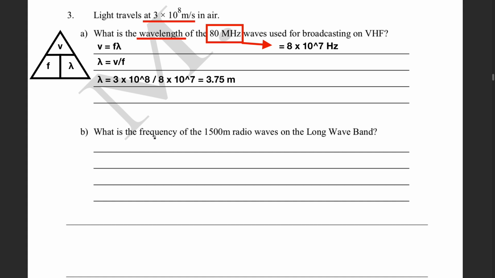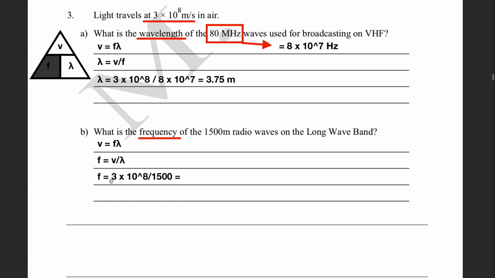What is the frequency of the 1500 meter radio waves in the long wave band? As usual, we have to start from the equation, V equals F lambda. This time we've been asked to find the frequency. So we have to get F subject of the formula, meaning we will be left with V divided by lambda. This time there are no values to change, so we can simply plug the values in. V, the velocity, is 3 times 10 to the power of 8, it is still the same, and the wavelength has been given as 1500 meters.